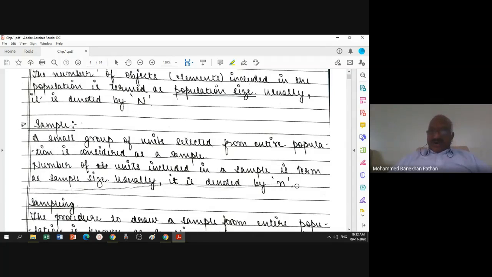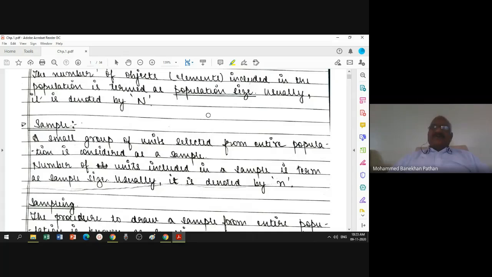A sample is very small as compared to capital N. That is why by studying a sample, we are saving our time, our manpower, and the most important factor, economy, the cost of the survey. And that is why we proceed with a sample study instead of the entire population.